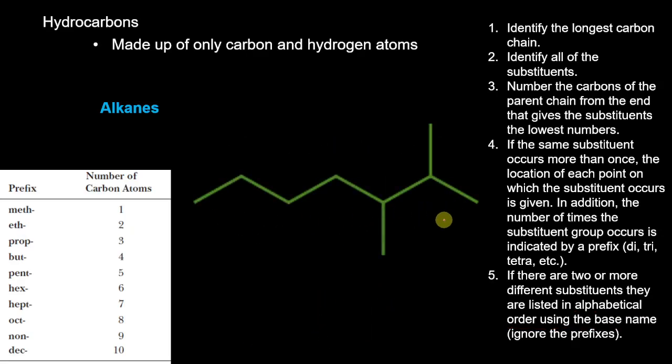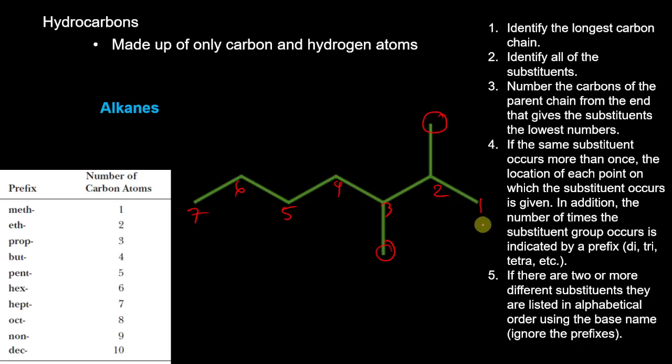Next, we have this one. Again, first identify the longest carbon chain. We have this one over here. Then identify all the substituents. We have this one. So 1, 2, 3, 4, 5, 6. Okay, next, we number the carbons on the parent chain to give the substituents the lowest number possible. So we should go from the right to left: 1, 2, 3, 4, 5, 6, and then 7.